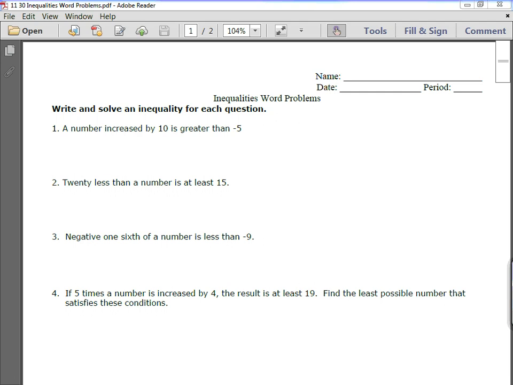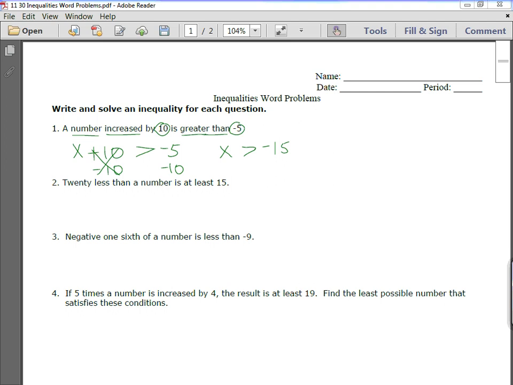So a number increased by 10 is greater than -5. What does that look like? Well, a number is x, increased by 10 is plus 10, and that is greater than a -5. In order to solve this, I want to subtract the 10 first. So I'm going to subtract the 10 away, and that leaves me with x is greater than -15.